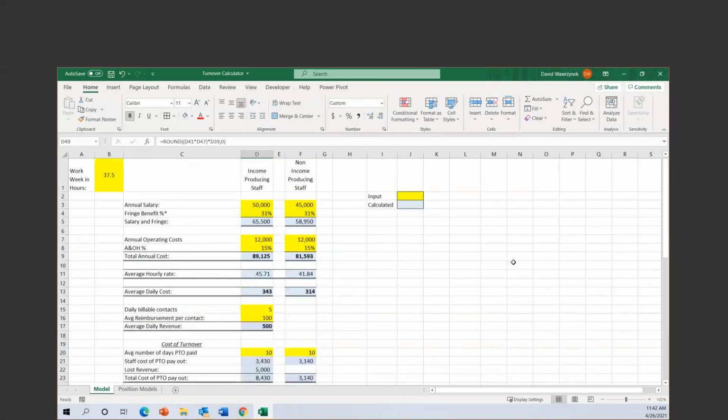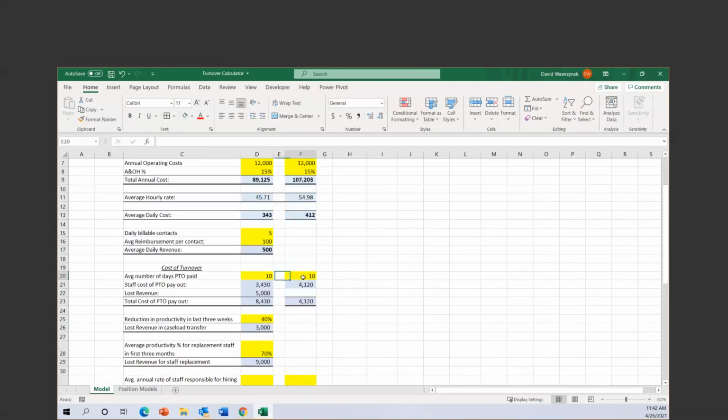Let's do it real quick. We'll go through non-income producing. And let's say this is, I don't know what staff this might be. If we did a clinical supervisor who wasn't an income producing position, let's say that is somebody who's been around for a long time, $62,000. What we have here is a daily cost of about $412, but they don't have any bills, so we're not losing any revenue.